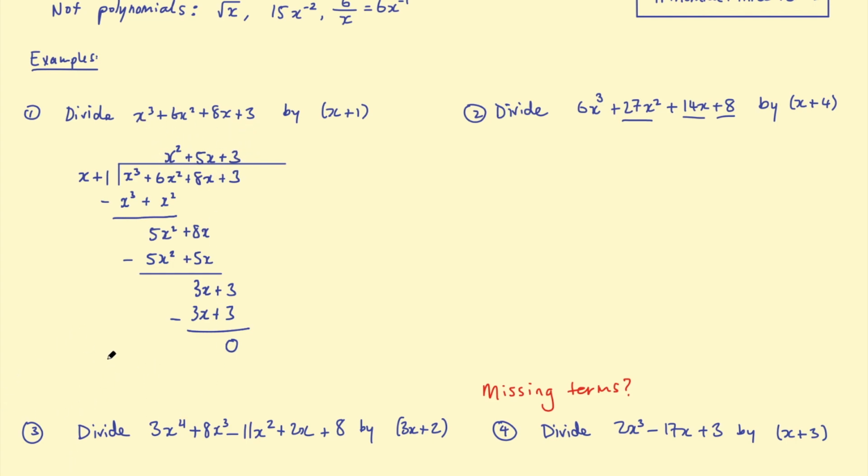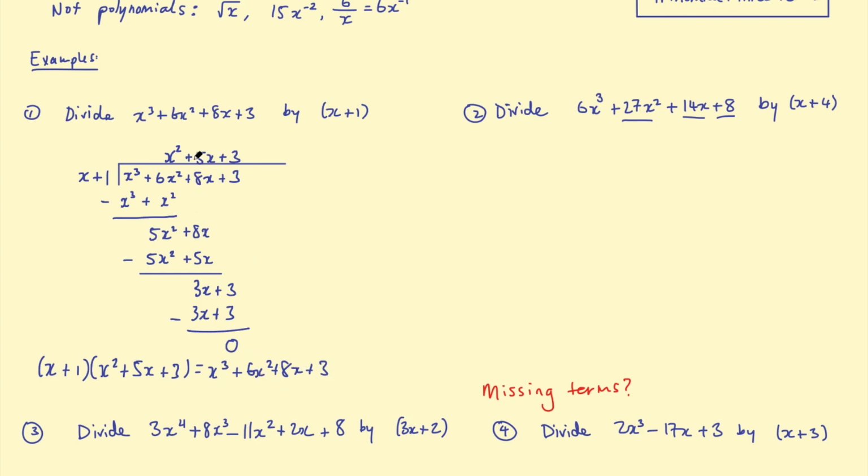So usually we can finish these problems off by writing it like this. We can say x plus 1 multiplied by x squared plus 5x plus 3 from up here is equal to x cubed plus 6x squared plus 8x plus 3. So if you expand out those brackets, you will get this cubic.